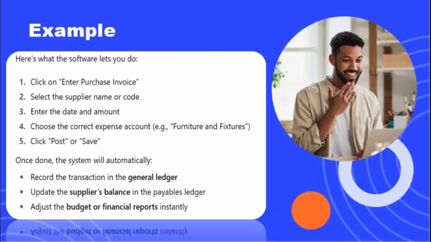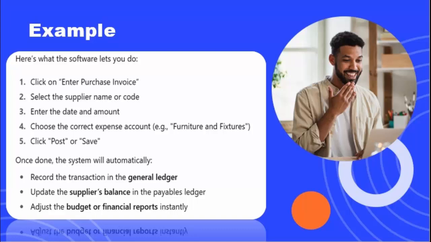Example of using an accounting package in real life. Let's say you receive an invoice from a supplier for buying office furniture worth $3,000. Here's what the software lets you do. 1. Click on Enter Purchase Invoice. 2. Select the supplier name or code. 3. Enter the date and amount. 4. Choose the correct expense account, e.g., furniture and fixtures. 5. Click Post or Save.